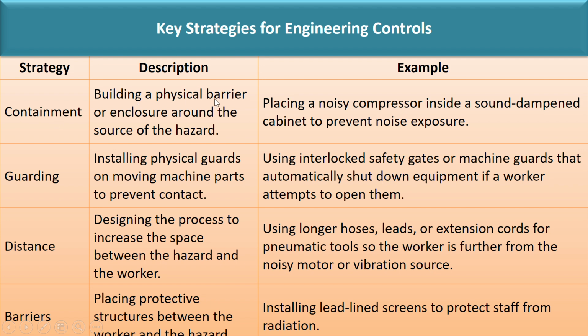Containment: building a physical barrier or enclosure around the source of the hazard, placing a noisy compressor inside a sound dampening cabinet to prevent noise exposure. Guarding: install physical guarding on moving parts to prevent contact, using interlock safety gates or machine guards that automatically shut down equipment if a worker attempts to open them. Distance: designing the process to increase the space between the hazard and the worker, using longer hoses, leads, or extension cords for pneumatic tools so the worker is further from the noisy motor or vibration source. Barrier: placing a protective structure between the worker and the hazard, installing lead-lined screens to protect staff from radiation. If we have radiation, in this case lead-lined screens will be there.